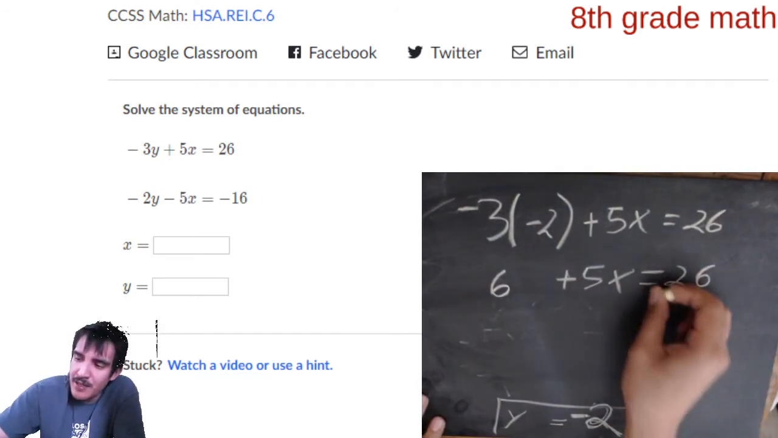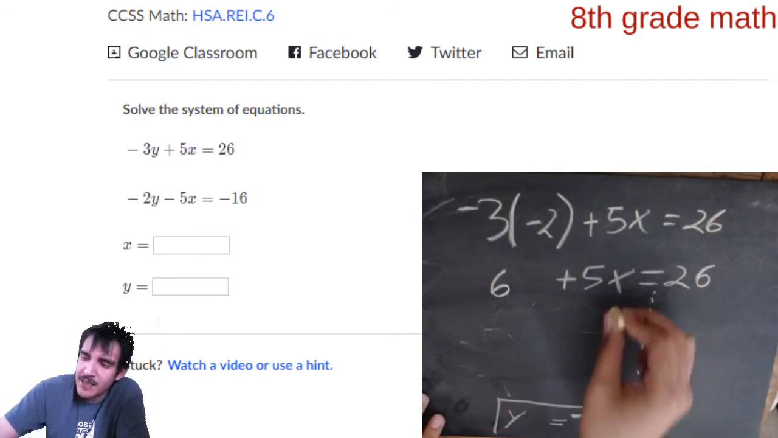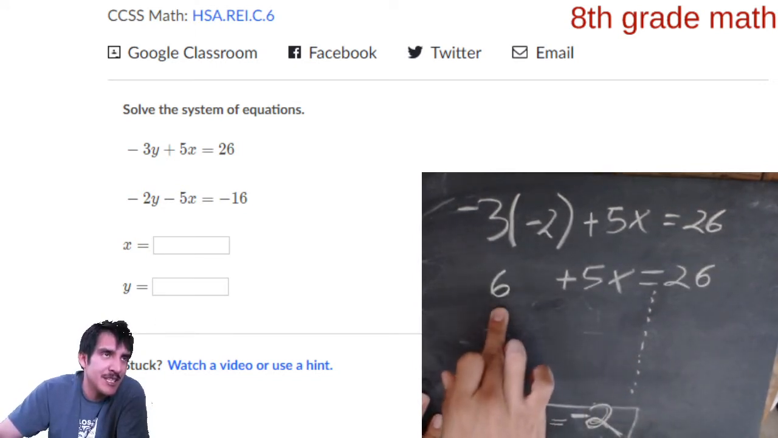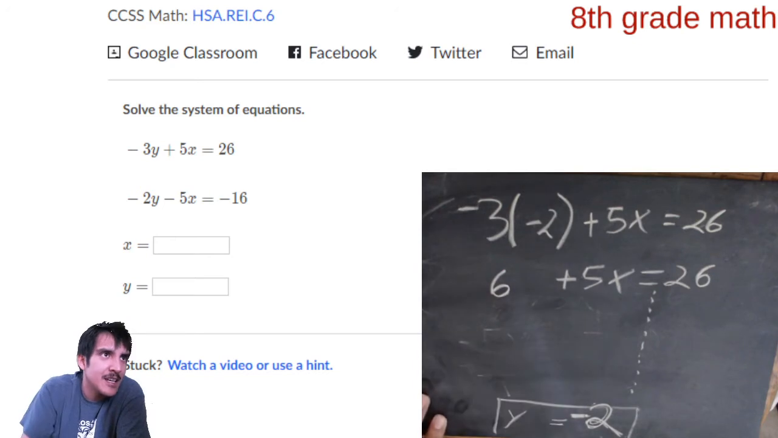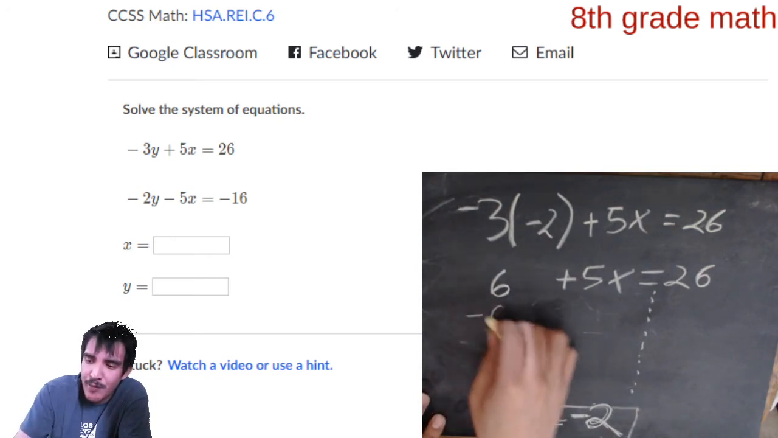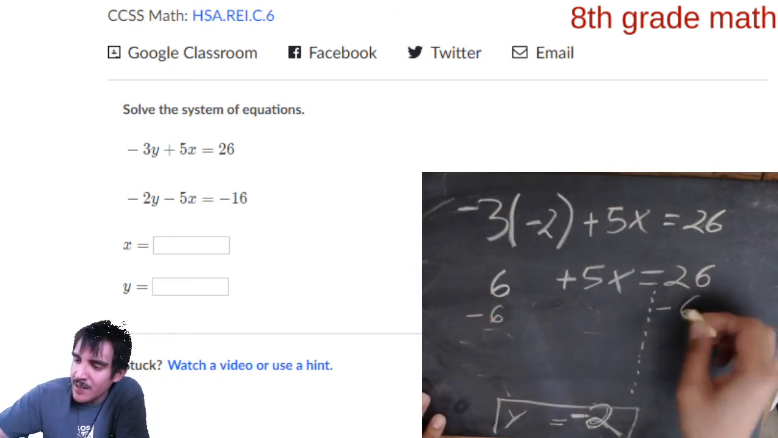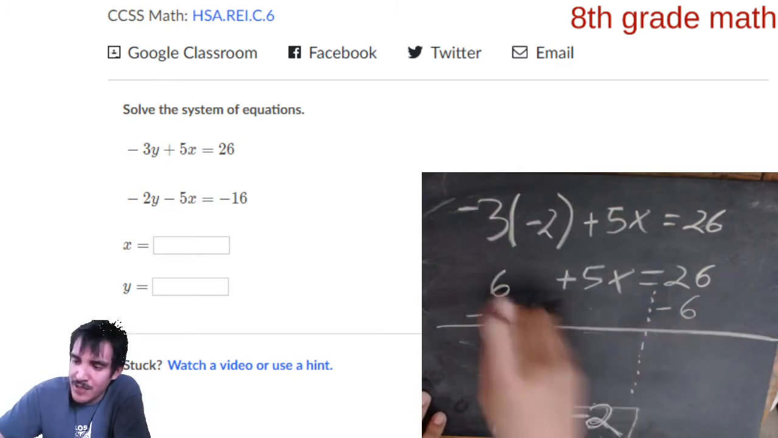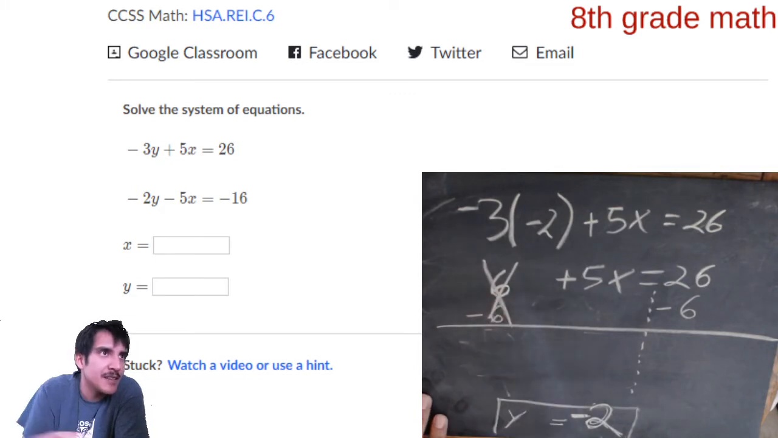And now we can begin solving this for x. How do we get rid of this 6 hanging out up here? So this number is the easiest to get rid of, plus 6. To get rid of plus 6, you have to do minus 6 from each side. What that will do is get rid of it: 6 plus negative 6 equals 0.